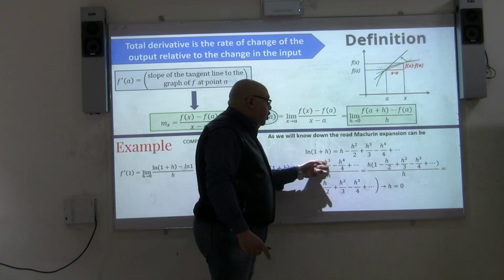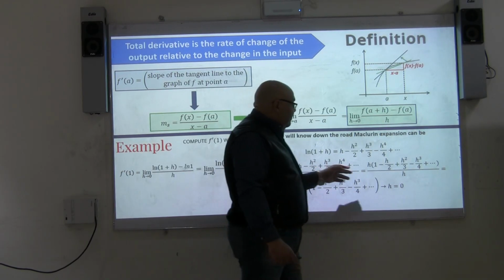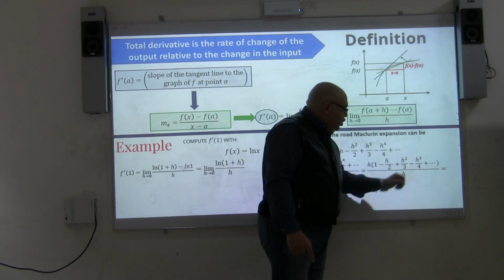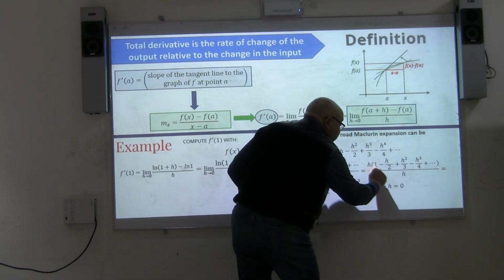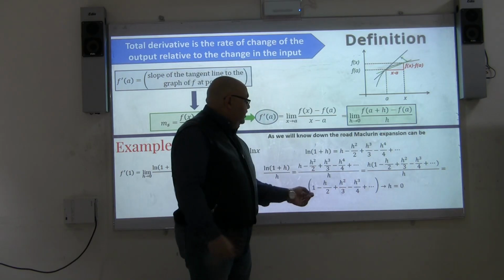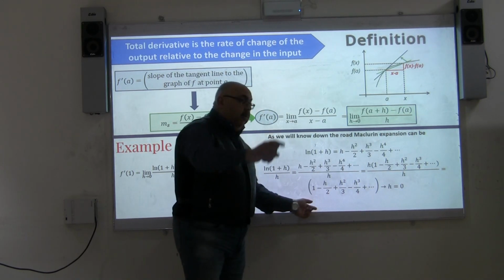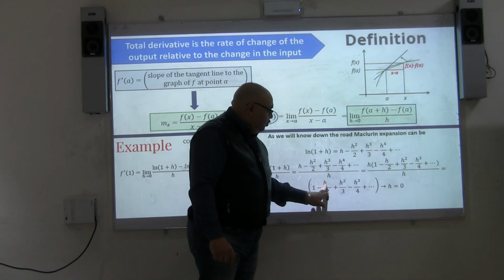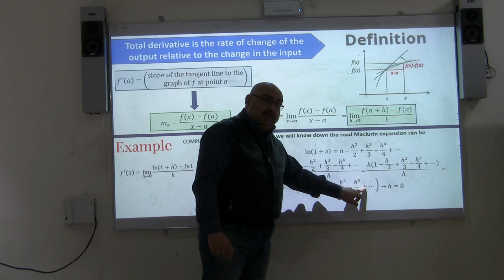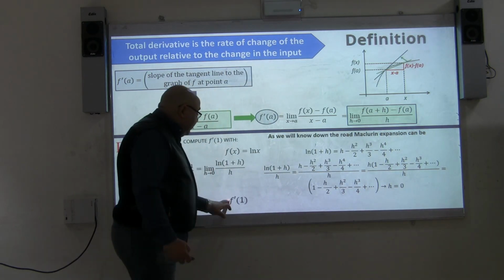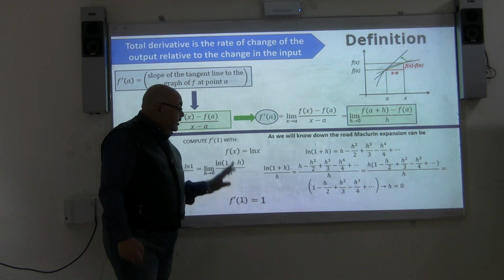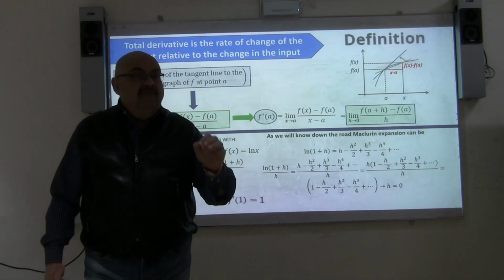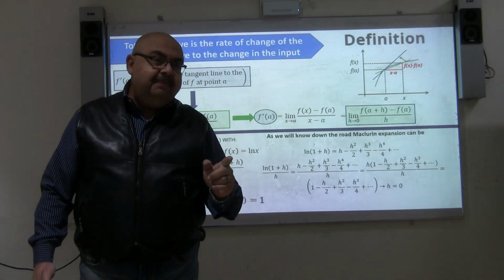Try to take h from all the denominators as a common. You will have h times (1 minus h over 2, plus h squared over 3, minus h cubed over 4). Then I will eliminate these two values together. This is the expansion that I have. Now apply the limit, h tends to 0, which means I will substitute h equal to 0 in all of these values. So the limit of f at 1 as h tends to 0 is going to equal 1, which is the value of the derivative of this function at 1.